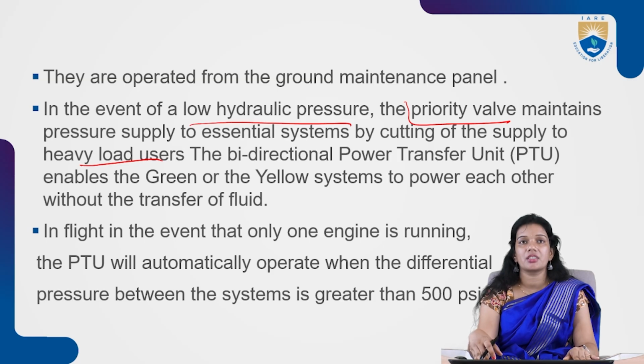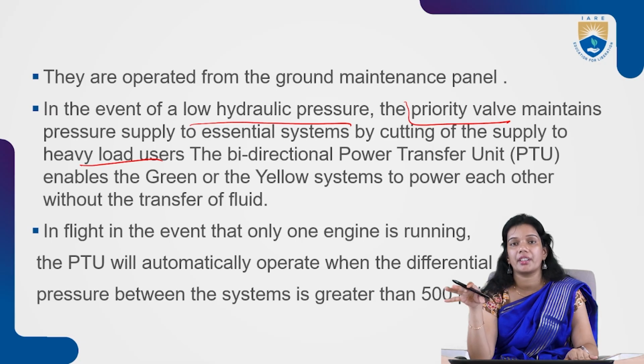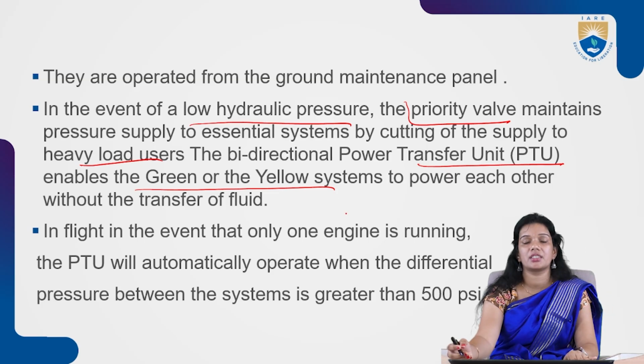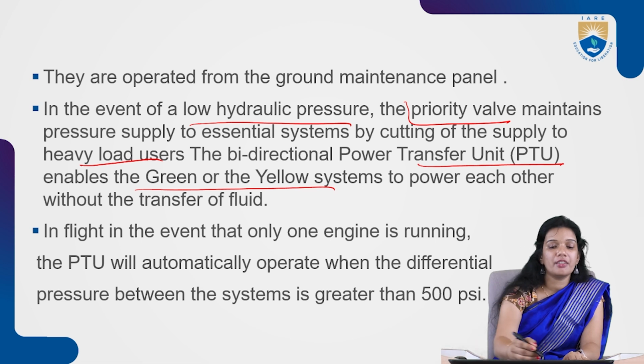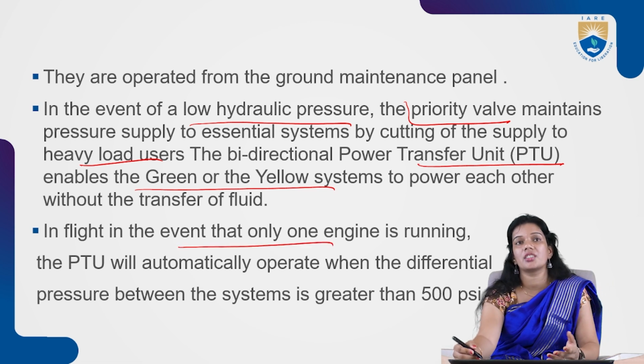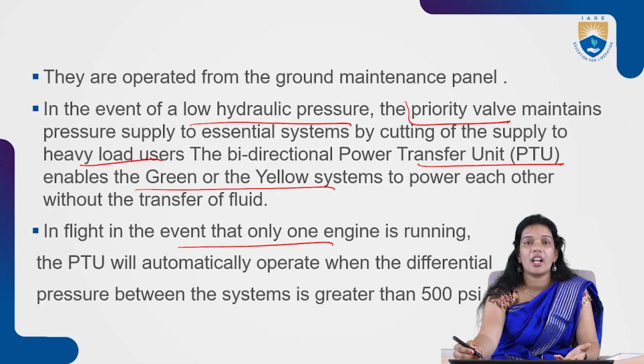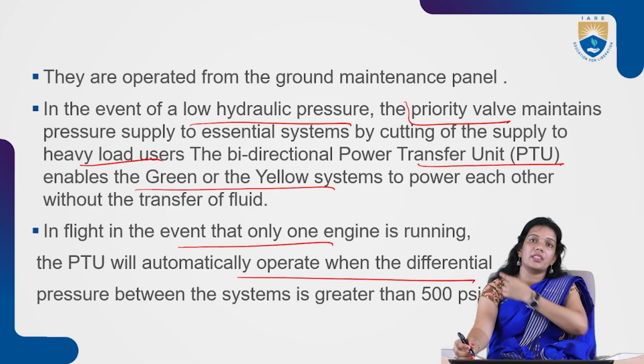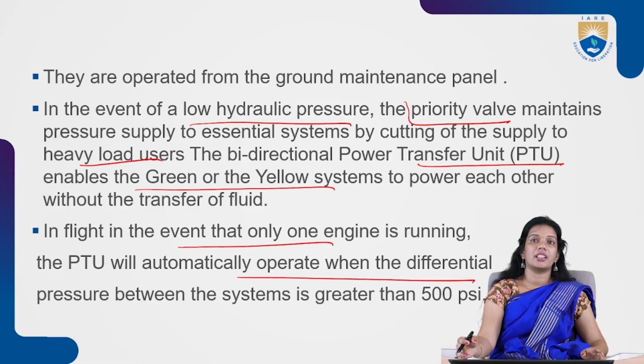At that point of time, that is not my concern. My only concern is where the fluid needs to be directed, right? So for that purpose we have a separate valve, which is called a priority valve. Then the bidirectional power transfer unit enables the green or yellow system so that they can power each other without any transfer of fluid, right? In flight, if only one engine is running, then the PTU will automatically operate when the differential pressure between the systems is greater than 500 psi, only then it operates automatically, right?